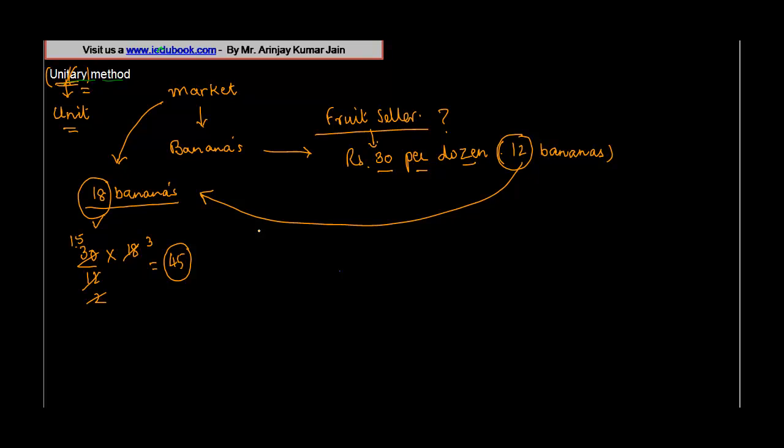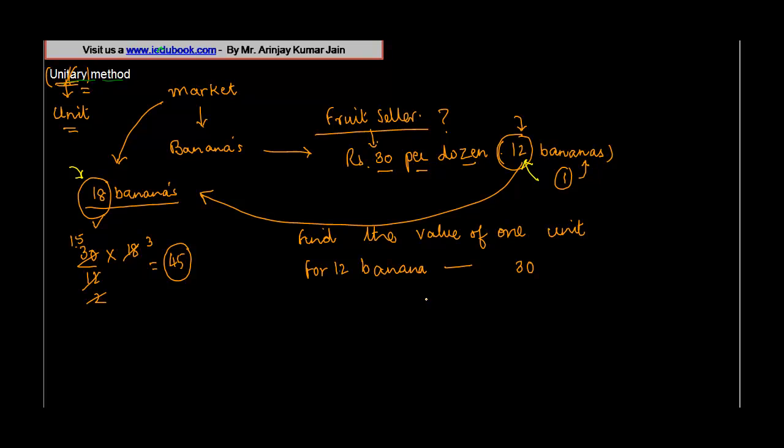Another method which is commonly used in such a situation is the unitary method. In the unitary method, you find the value of one unit. So you might be given some variable. Let's say, for example, in this case, you were told the price of 12 bananas, and you have to find for 18. So you will first find the price of one banana. For 12 bananas, I have to pay 30 bucks. What if I buy only one banana? The price of 12 is 30.